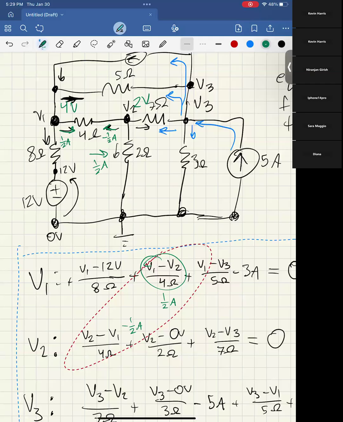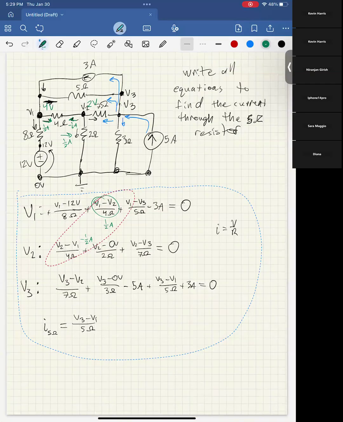Hopefully that makes sense. But the idea is that the math always works out. You can guess whatever direction you want. I highly recommend always guessing that everything is flowing out of every node, because then all of your signs are positive, and you always have the V3 in the first slot, or the V2 in the first slot, or the V1 in the first slot.